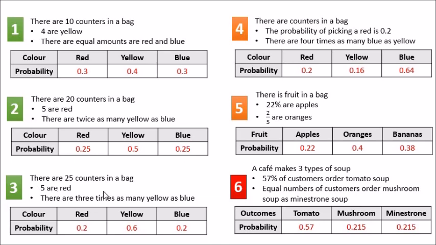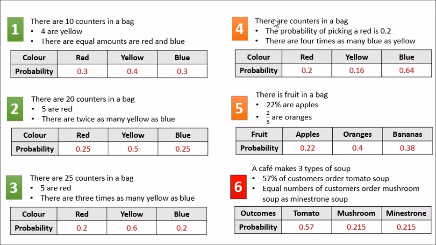For question 3, 5 red, so that's 5 out of 25, which is 0.2. Then there are 3 times as many yellow as blue, which means for every 3 yellows there's 1 blue. So that's 4 in total. So if we share the remaining 20 into 4, that means each part is worth 5. So the blues, there are 5 out of 25 blue, which is 0.2. And for yellow, there are 15 out of 25 yellow, which is 0.6.